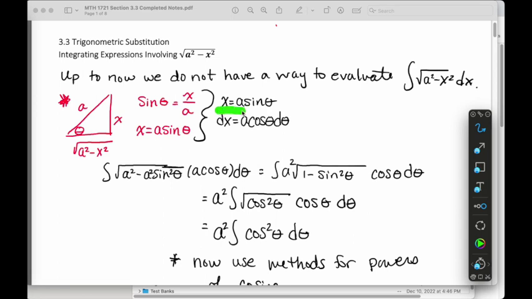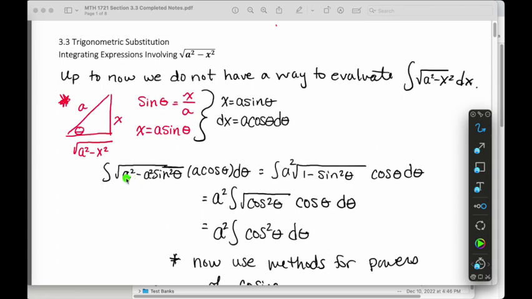So if we let x be a sine theta, then dx is going to be a cosine theta d theta. Now, when we replace x with a sine theta, so that's going to go in here, I'm going to square a sine theta. So I'm going to get the square root of a squared minus a squared sine squared theta. Here's my dx. I'm going to replace my dx with a cosine theta d theta. And then I'm going to simplify this as much as possible.